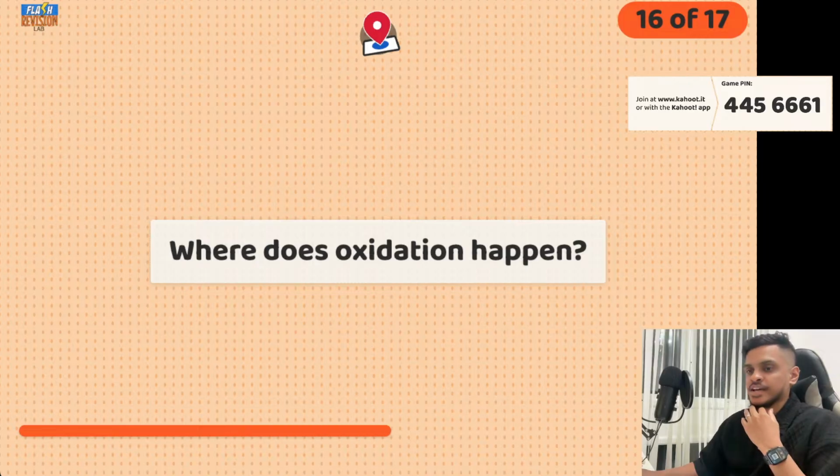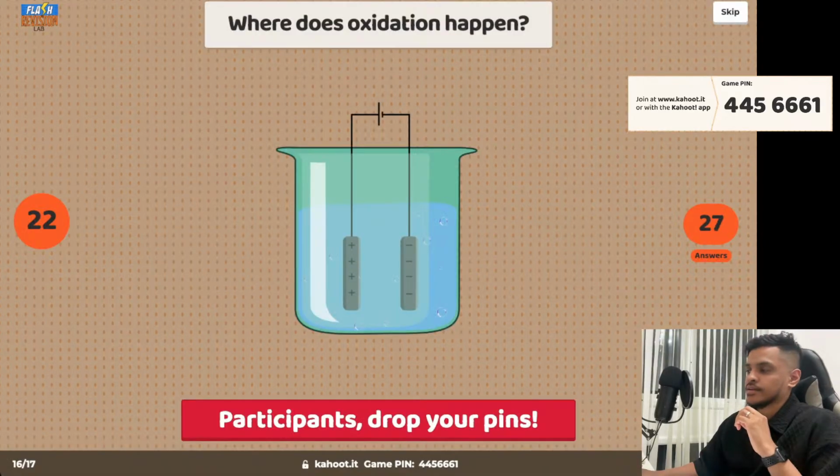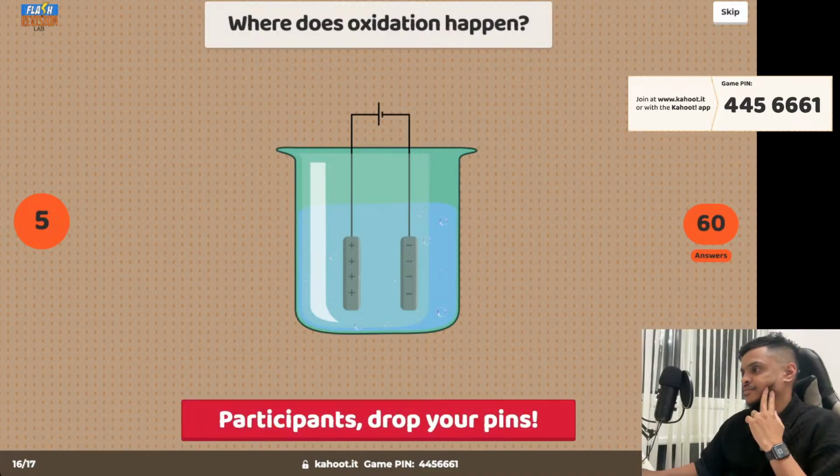Where does oxidation happen? So we've got two options there, anode and the cathode. A difficult question, thinking question.